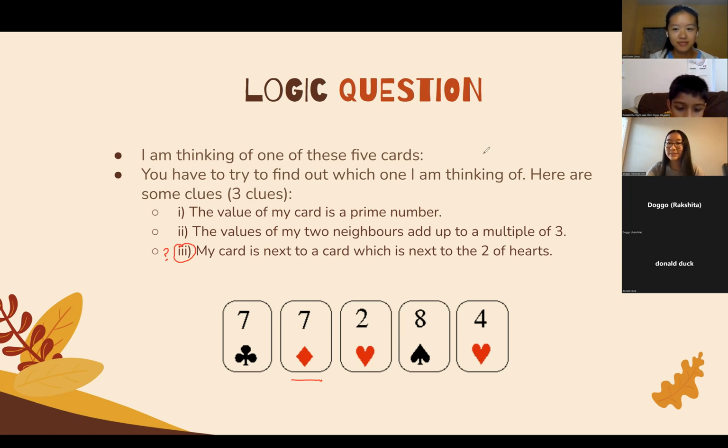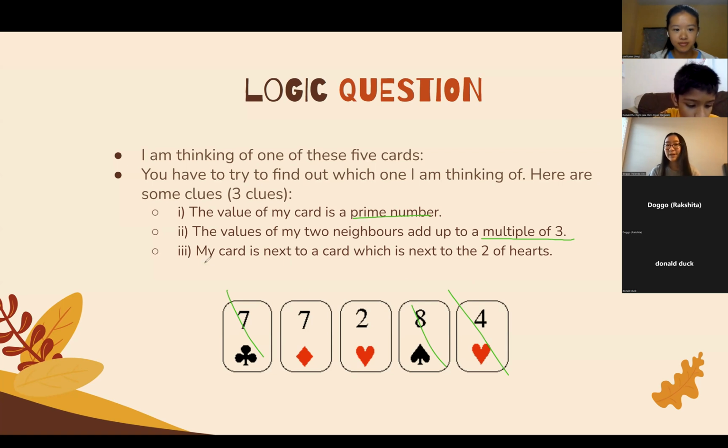So let's go through the clues one by one. First of all, the value of my card is a prime number. So that means it can't be 8 or 4, but 7 and 2 are prime numbers. Then it says the values of my 2 neighbors add up to a multiple of 3. So that applies to everything except the ones on the edges. So it could still be the 7 of diamonds or the 2 of hearts.